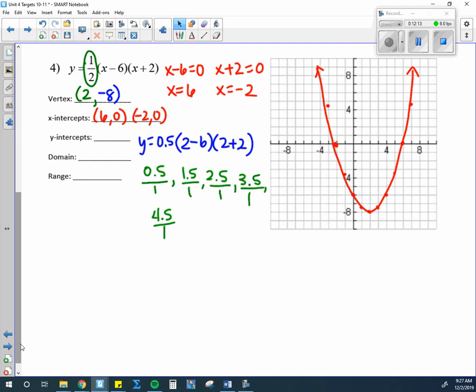So our y-intercept, you'll see we do find it on our graph here. Right there, where the graph crosses the y-axis, that's at 0, -6. My domain, once again, is all real numbers. And my range, if I look at the y-coordinate of my vertex, it is -8, and then it's everything above -8. So y is greater than or equal to -8, or bracket -8 to infinity.